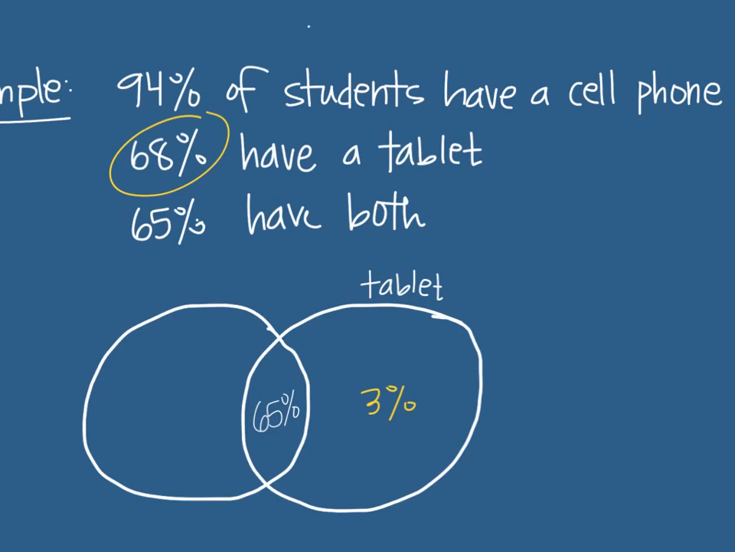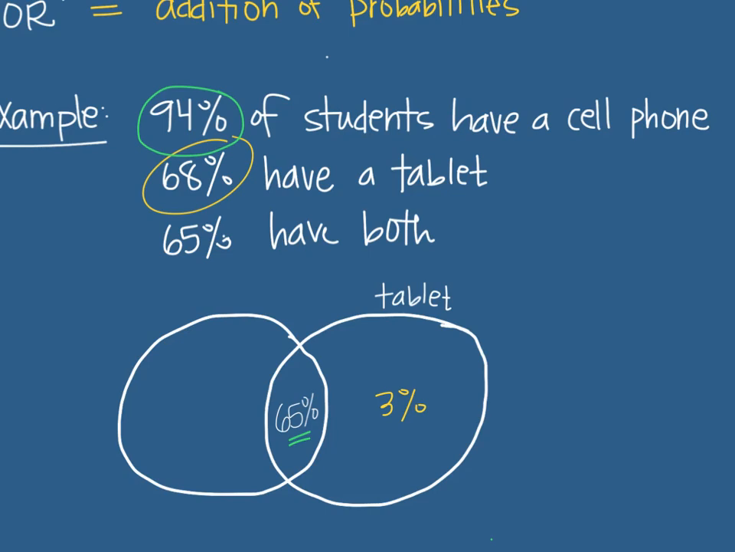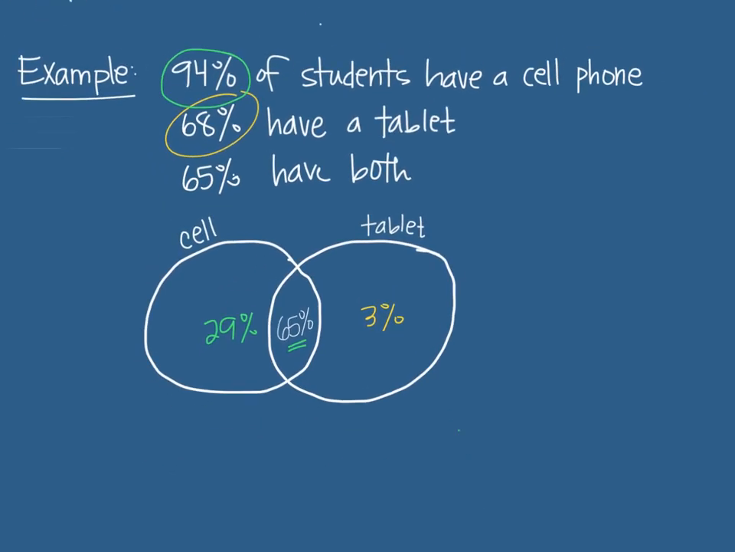And then let's look at the cell phone. Okay, 94%. Well, part of that 94% is already in the 65, so we need to know how much of that is left, and that would be 29%, and that is the cell phone, have only a cell phone. So we can tell from this Venn diagram that 29% have only a cell phone, 3% have only a tablet, and 65% have both. And so the question of how many will have one or the other, we're going to add up all of these percentages together. So it's the addition of the two. And so how many, what's the probability?